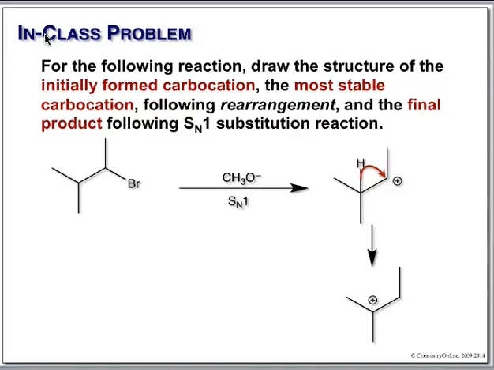Finally, we have methoxide as a nucleophile. Methoxide in the fast step now, the oxygen will attack the carbocation, and we will get the ether as our product. Any questions?